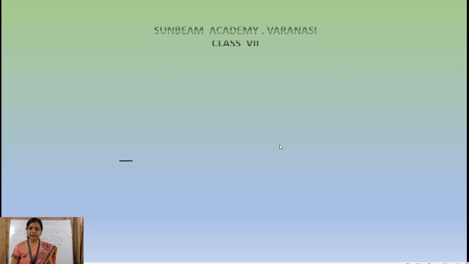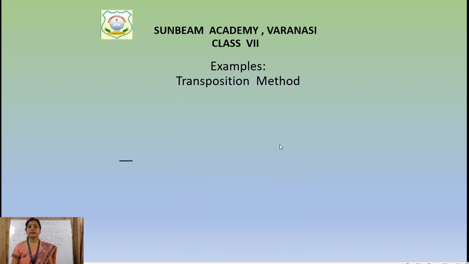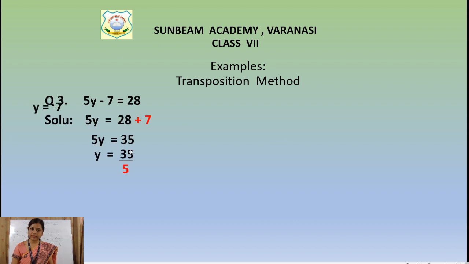One more example is through the transposition method. 5y minus 7 is equal to 28. And when you solve this, the value of y is 7. Minus 7 first transposes to RHS. Then 5 is attached with y, so divide by shifting it to RHS. So the value of y is 7.